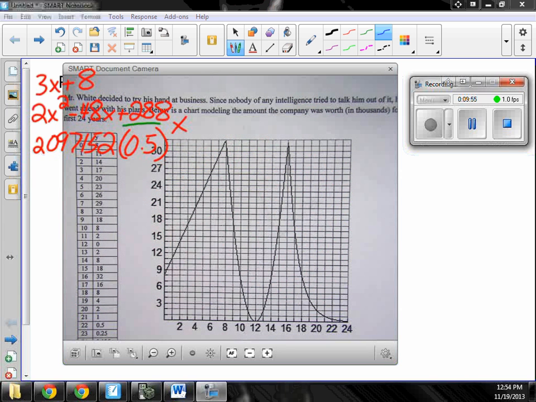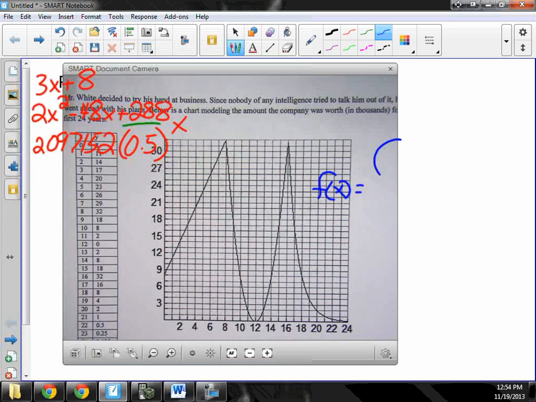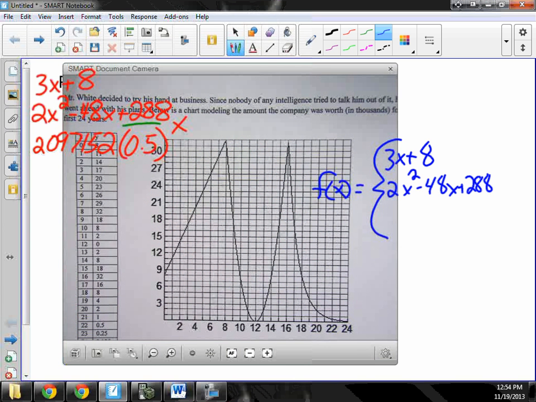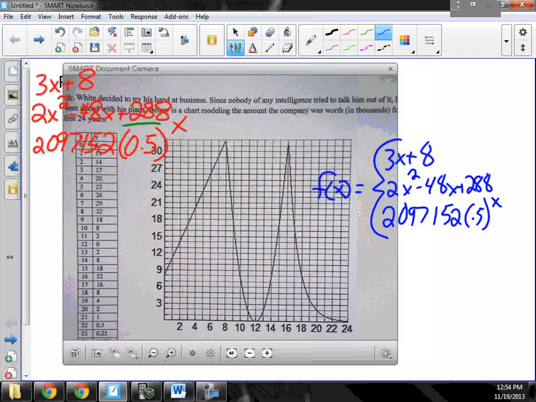So on the very last problem, you're going to write f of x, that's the name of the function, and then we have this funny set notation parenthesis. And this says that f of x is actually made up of 3 equations. And you list the equations in order of their x values. So 3x plus 8 is the first one. 2x squared minus 48x plus 288 is the second one. And 2,097,152 times 0.5 to the x. I'm going to move these over.